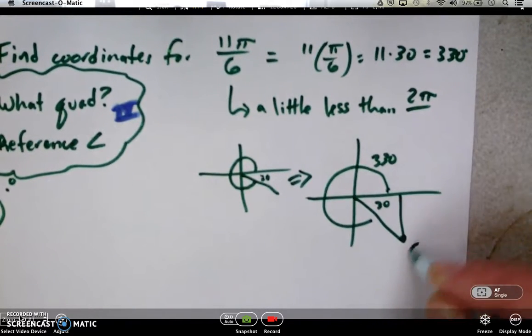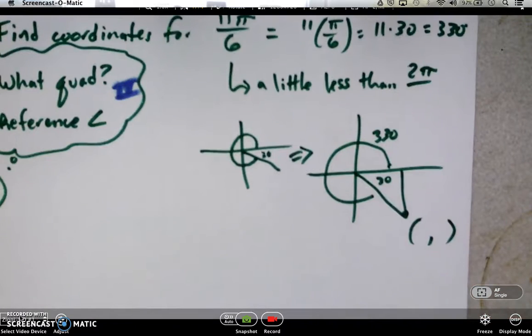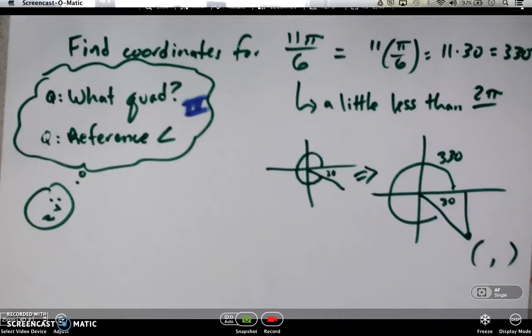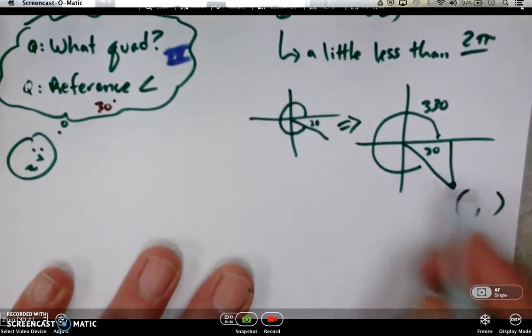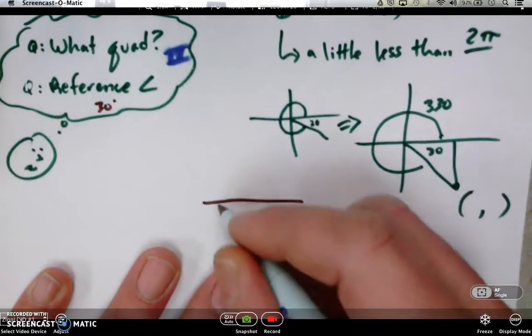Okay, so as far as the coordinates here, well, from the notes from yesterday, all x and y coordinates can be written as cosine and sine. So with quadrant 4 and a 30-degree reference angle, we know we've got a 30, 60, 90 triangle. So let's go ahead and draw that.